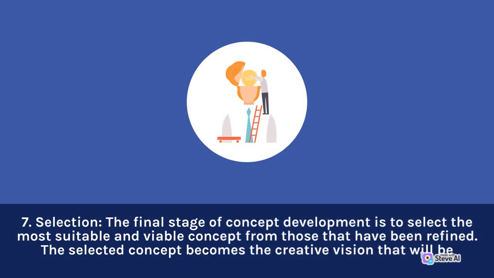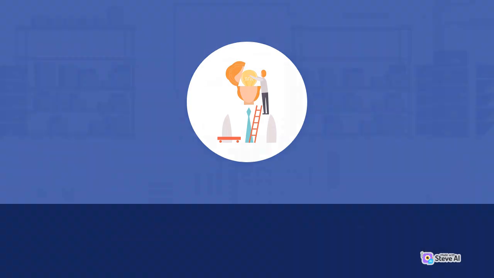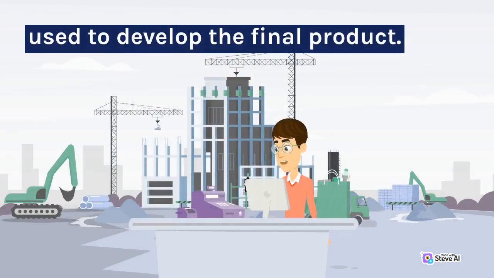7. Selection. The final stage of concept development is to select the most suitable and viable concept from those that have been refined. The selected concept becomes the creative vision that will be used to develop the final product.